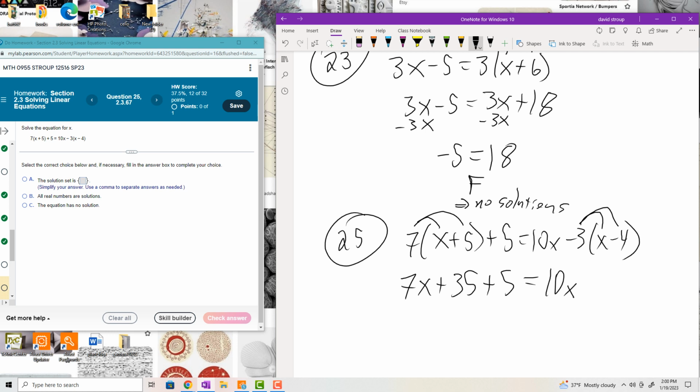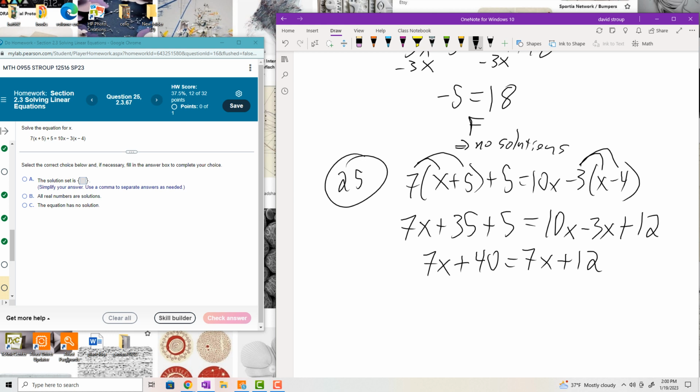But anyways, negative 3 times x is negative 3x. Negative 3 times negative 4 is plus 12. And I combine like terms on both sides. So I have 7x plus 35 plus 5 is 40. On the right, 10 minus 3 is 7. Okay, so it's just business as usual. And now I'm trying to collect my like terms together. And I don't really overthink it.